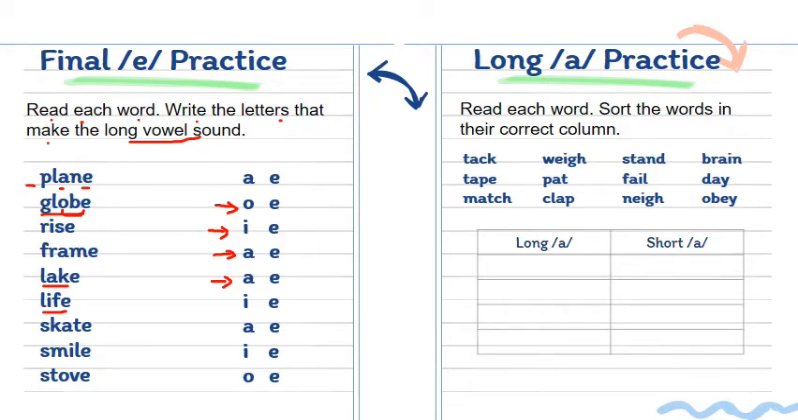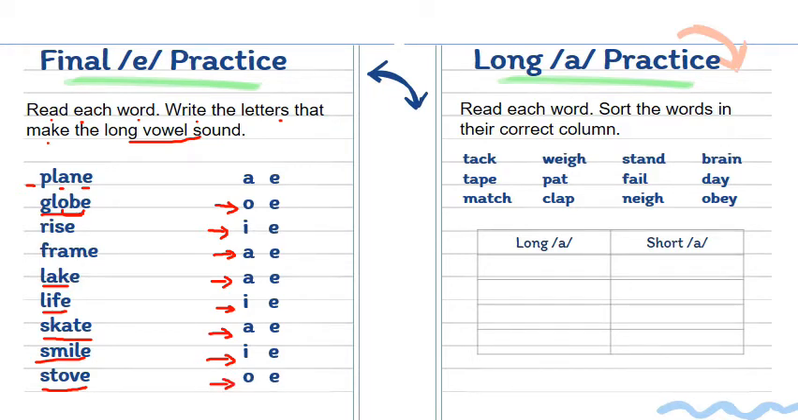I'm saying the long I sound, and the letters are I and E. Here I have skate, skate, sk-ate. The letters are A and E. In this word, smile, smile. Do you hear the I sound? Smile. So the letters that are making the long I sound are I and E. The last one is the word stove, stove. Oh, I'm saying the O sound, and the letters are O and E.